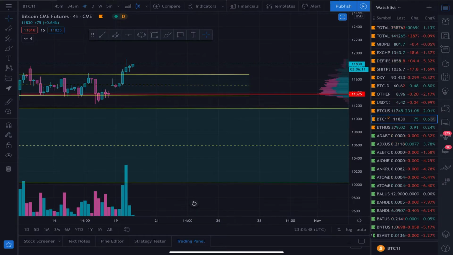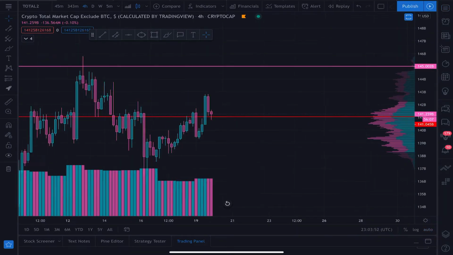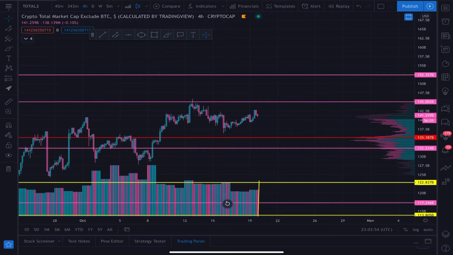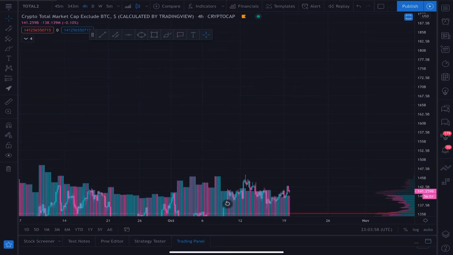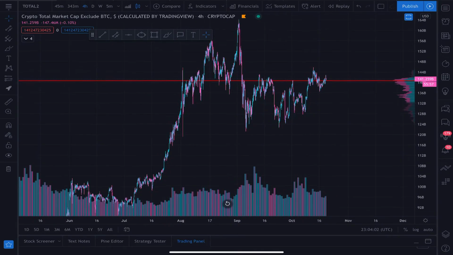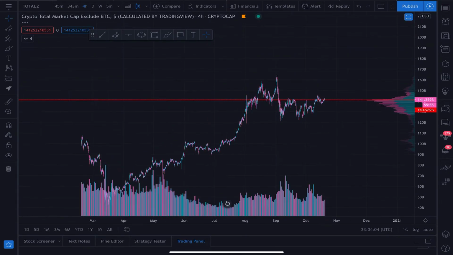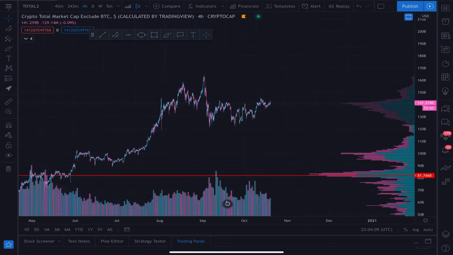How is this affecting altcoins? Total 2, for those of you who don't know, is the total market cap excluding Bitcoin. So this is a representation of all altcoins. And if we take a look at what's going on inside of Total 2, this pattern looks like distribution to me.